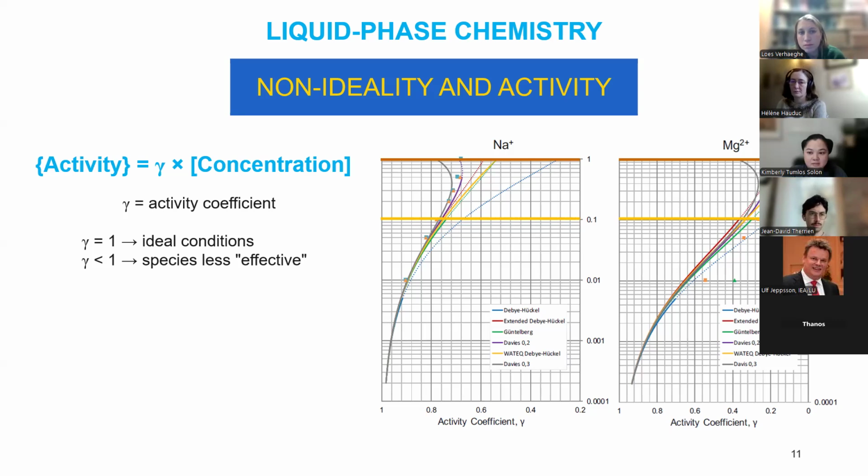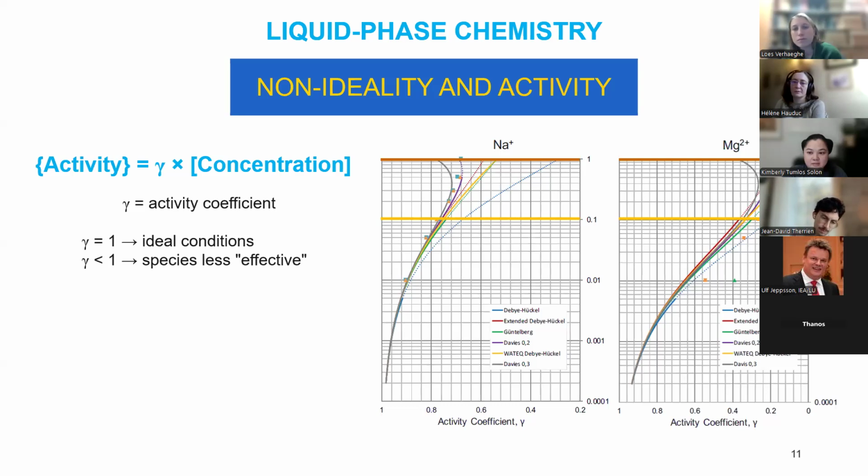So the more ions that you have, the stronger the ions that you have, the farther you are from ideal conditions. Similarly, if you have higher ionic strength, the orange line here, at the same ionic strength, the activity coefficient is also much different.